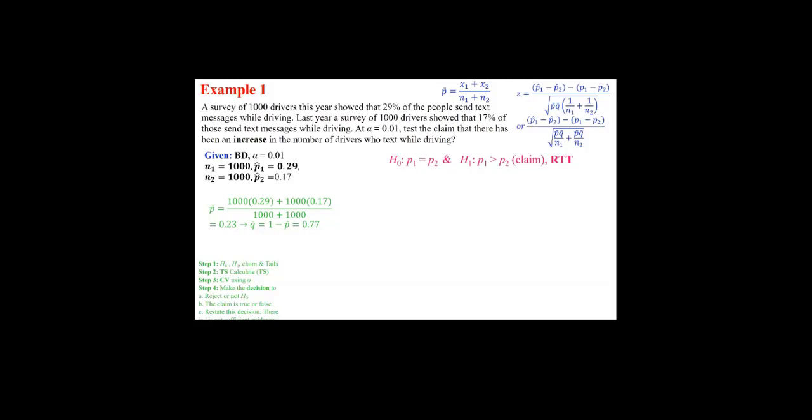Now we are ready to come up with the test statistic. We look at the formula at top. So P1 hat, 0.29, minus P2 hat, 0.17. And then we write the square root of P bar Q bar, 0.23 times 0.77 over 1000, plus the same thing over 1000, that's a square root. As you can see, it's a complicated formula, but you don't have anything to worry about because you have it in your formula sheet and it gives you the answer.